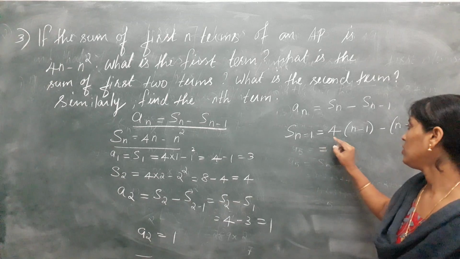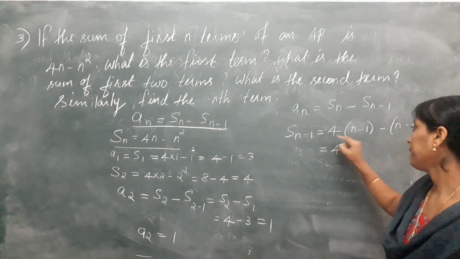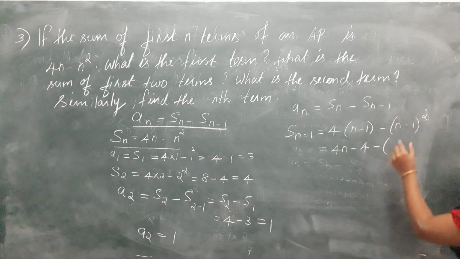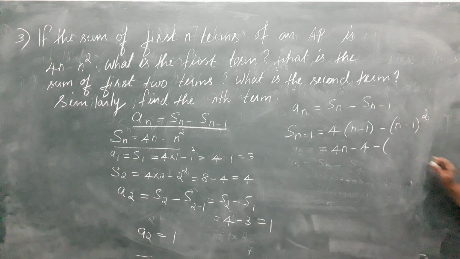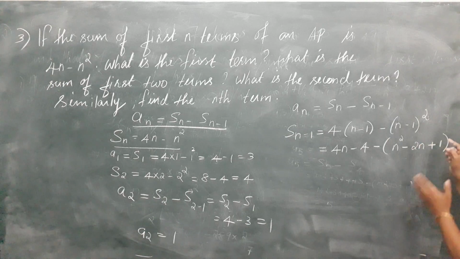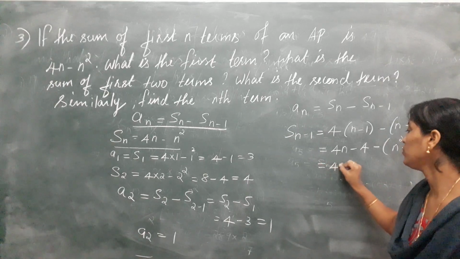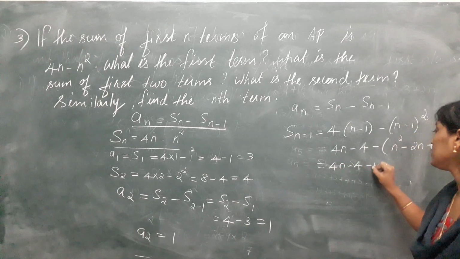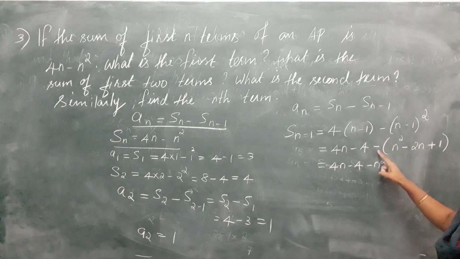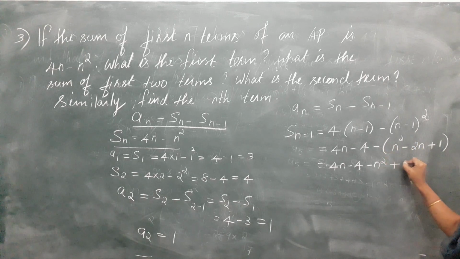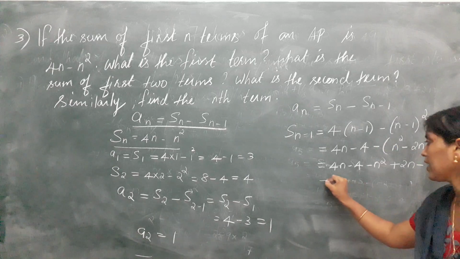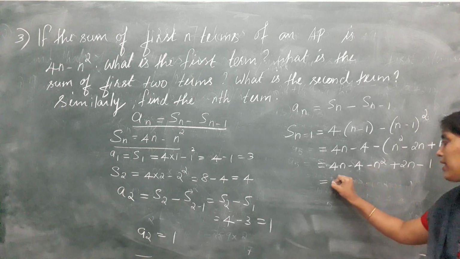So we get 4n minus 4, and here you can expand using a minus b whole square, which gives n square minus 2n plus 1. Again remove the bracket. We get 4n minus 4 minus n square. Now giving the minus sign, we get minus n square, minus into minus becomes plus 2n, minus into plus is minus 1.